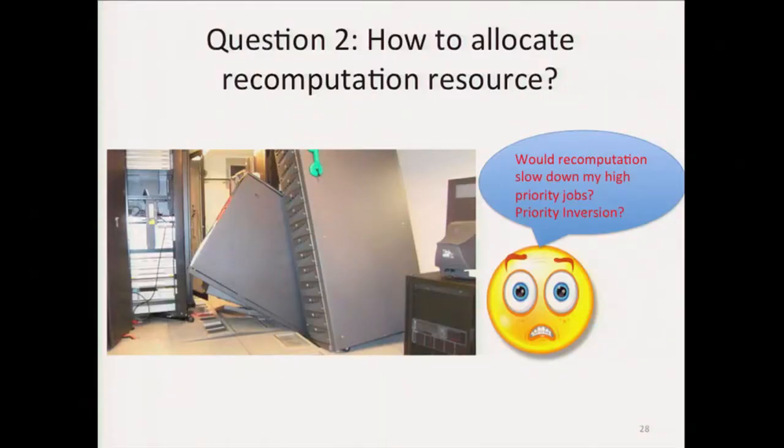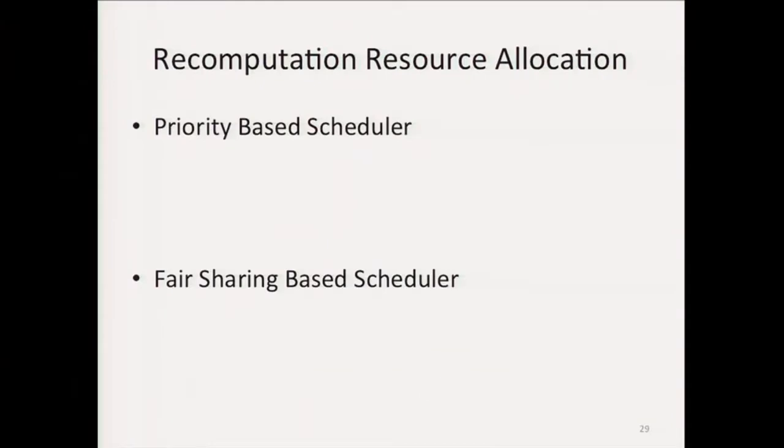The second issue is, say we do the recomputation, to recompute any data if necessary. How do you allocate the resources for the recomputation? What if you have a high priority job in the cluster and you don't want to slow that job down? So in this case, we worked on recomputation resource allocation strategies for two common schedulers in the cluster resource manager. One is the priority-based scheduler. The other one is the fair sharing-based scheduler.